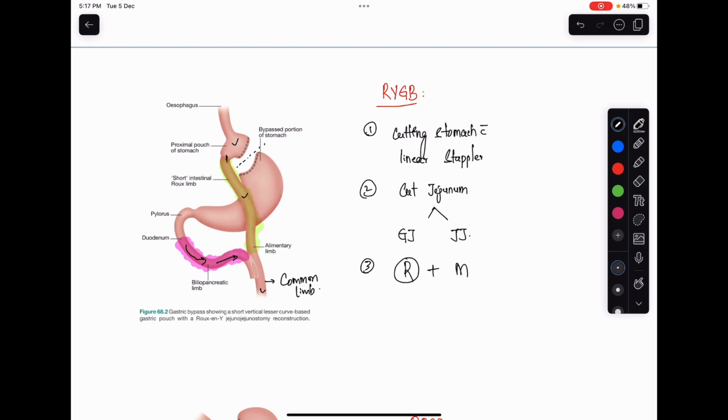This is a restrictive procedure because a large part of the stomach is being bypassed, and this is a malabsorptive procedure because food is entering into the jejunum directly and bypassing the duodenum and proximal part of the jejunum. So this is both restrictive and malabsorptive, and primarily restrictive.